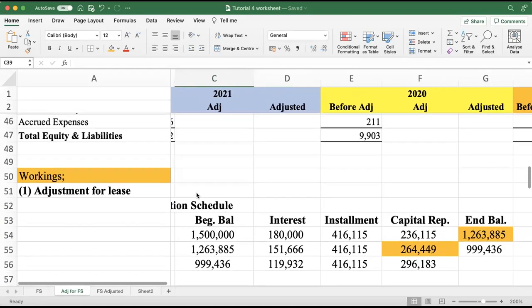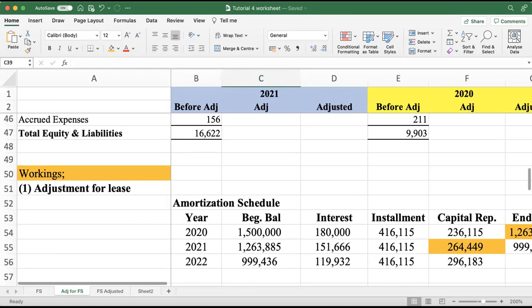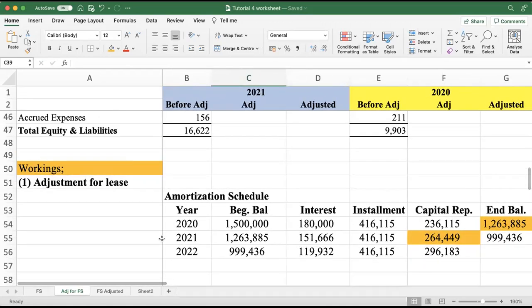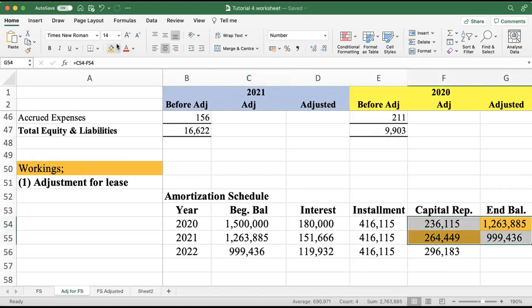Now you see the amortization schedule. So at the end of year 2021, the total lease liability is 999,436. Right. So in thousands, it's almost 1,000.